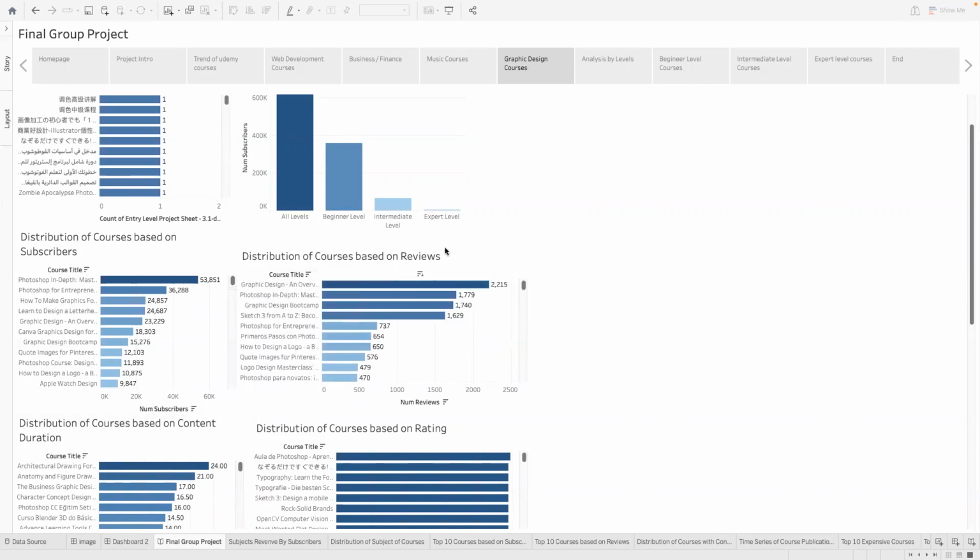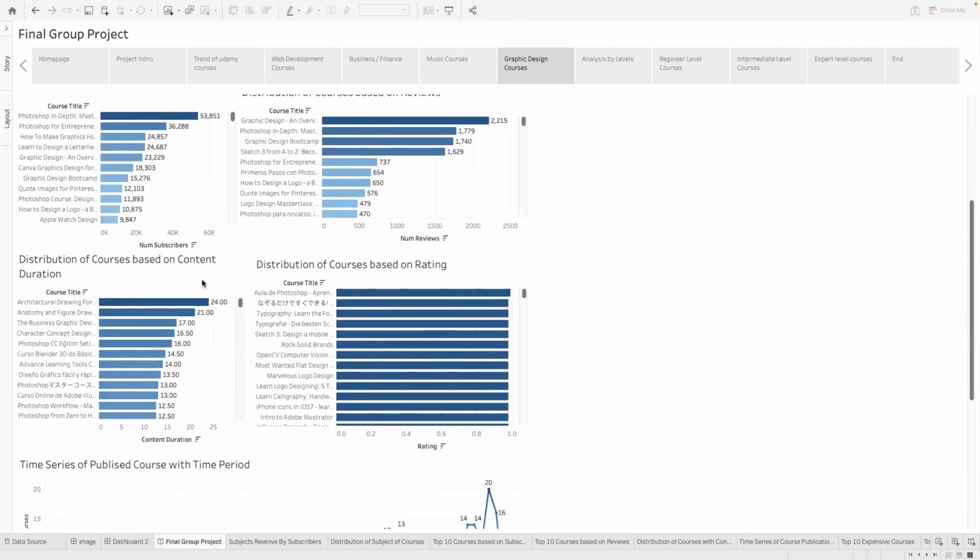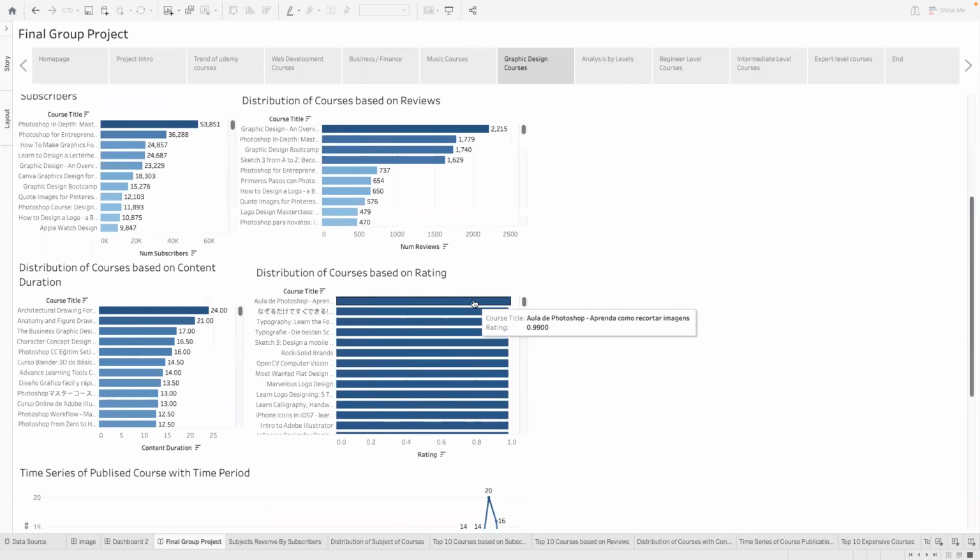Carrying forward to the distribution of courses based on content duration, the 24-hour course is at the top, with the highest duration. On the right, we can see the distribution of courses based on ratings. Here the rating is mostly 0.9. All the courses have nearly that rating.